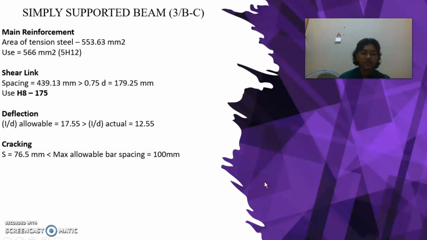So for the simply supported beam 3BC, the main reinforcement that will be used is the area of the main reinforcement is 566 mm², because the area of the tension steel is 553.63. We will use the area slightly higher than this from the table, so we will use 5 bar of H12, while for the shear link, because the spacing is greater than 0.5D, we will take 179 as the indicator to be referred in the table, so we use H8 175.